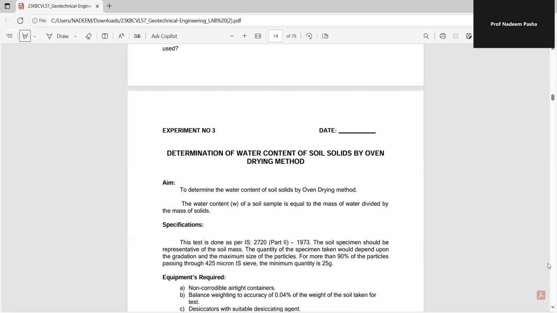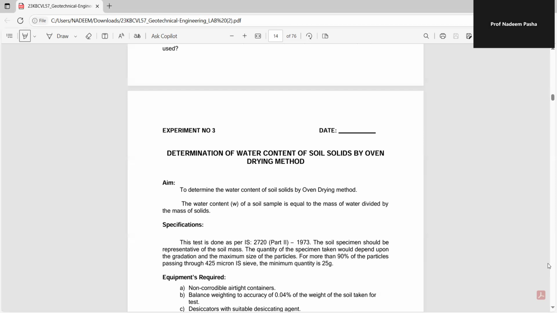So specification. This test is done as per IS 2720 Part 2, 1973. The soil specimen should be representative of the soil mass.